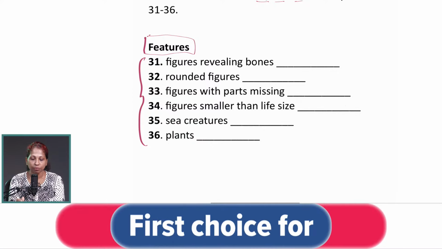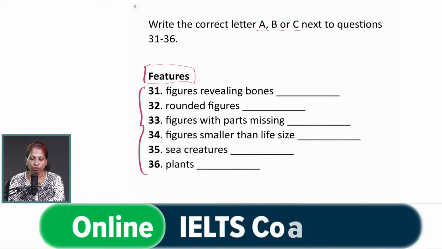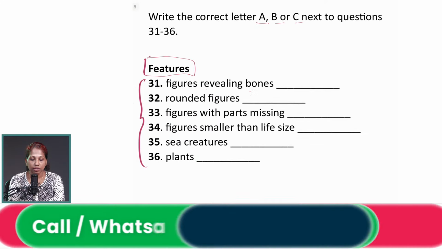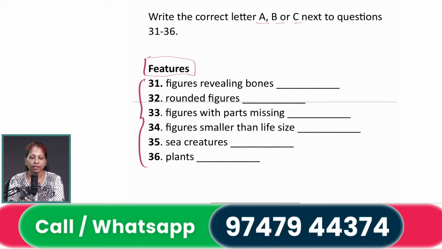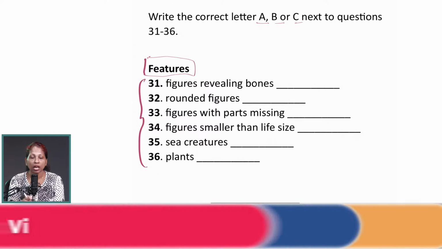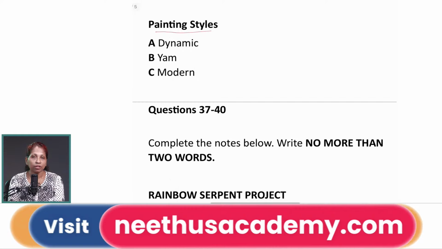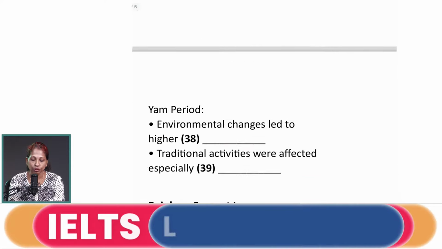These are the instructions which are mentioned. That's it, right? So now let's go to the first feature. The first feature says figures revealing bones. Right. Some figures which reveal bones are actually the feature of which painting? Dynamic, yam, or modern? So let's go to the audio script now.